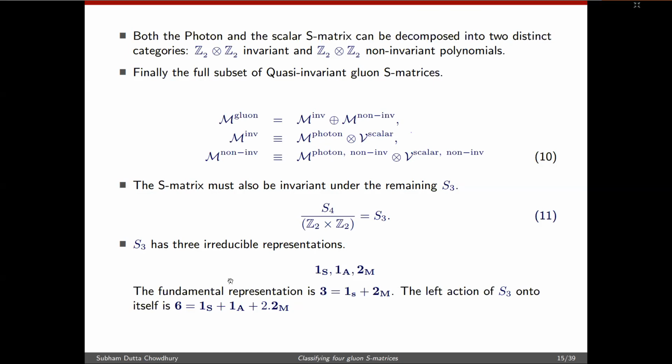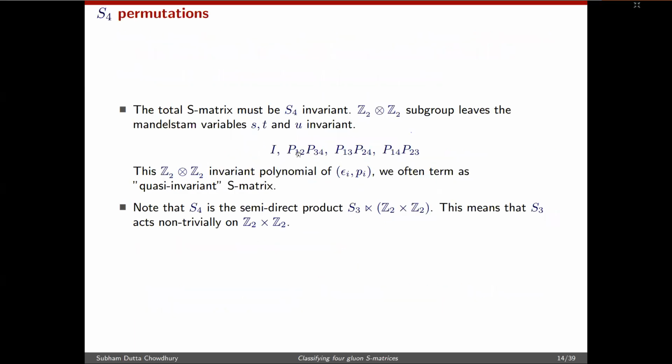Any questions? Sorry, all your S4s and S3s are exchanging external particles, right? Yeah. And Z2 is like you take pairwise. Yeah. But which two Z2s? These are the generators. Okay, fine. So the Z2s you fix initially, like how you want to pair them, and then classify.